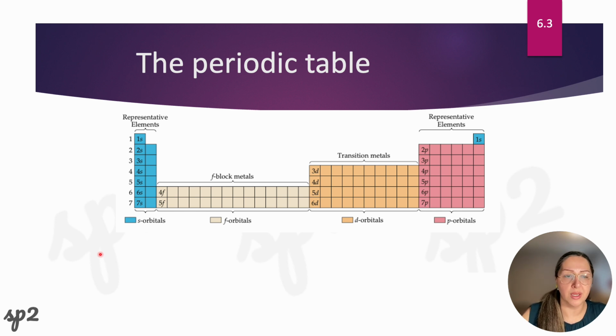So what I have for you is on the left side, you've got your s orbitals. You can call that the s block, right? And then I have the f orbitals or the f block metals. You've got your d orbitals, right, your transition metals, and we also have the p orbitals, right, which is far right of the table.